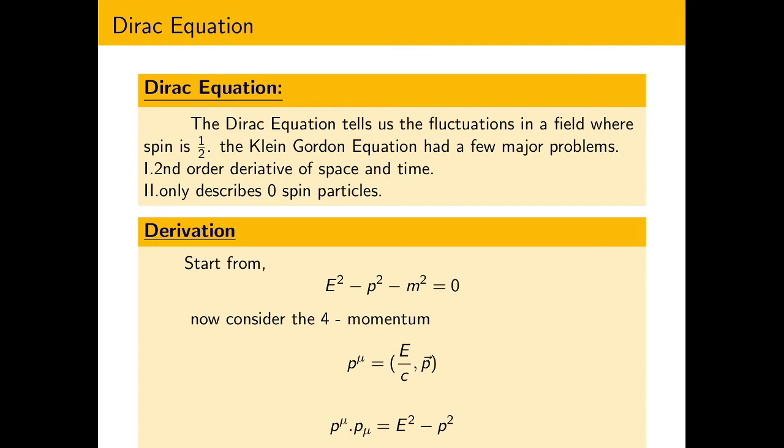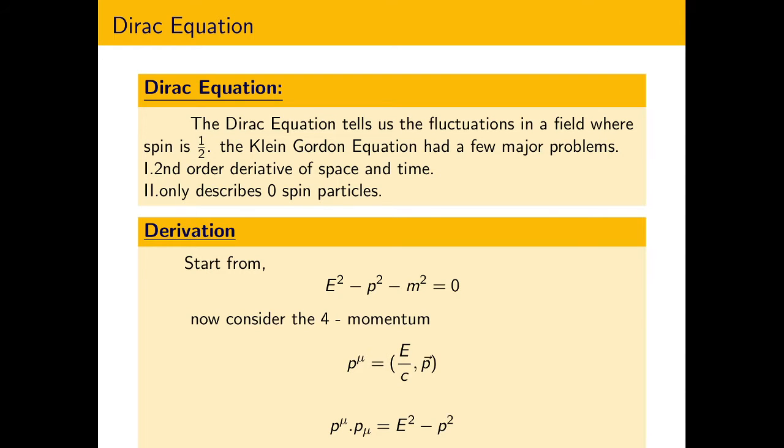So the Dirac equation. The Dirac equation is very similar to the Klein-Gordon equation, but it describes the fluctuations of a field where the spin of a particle is half, 1 by 2. This is very useful because in particle physics, most of the particles we deal with are of spin half. What Dirac did was he started his equation from the same Einstein energy momentum relationship, but this is written in natural units, so don't forget the h's and the c's there. If you want to get the h's and c's back, you can do a dimensional analysis and you'll just get them back.